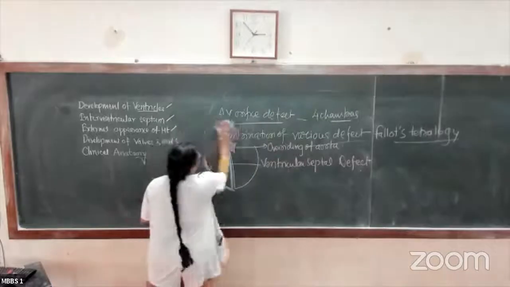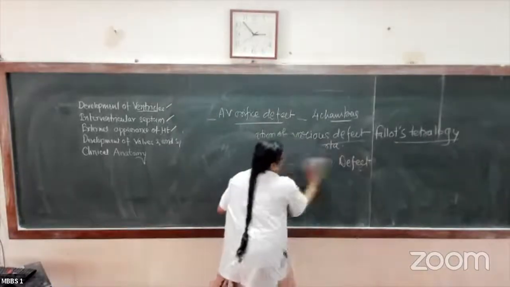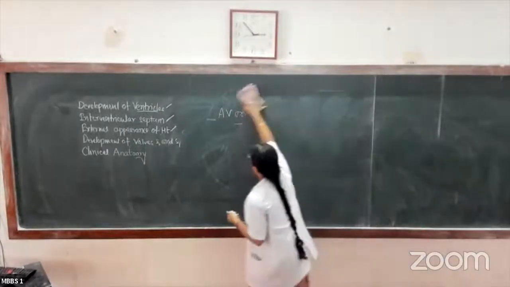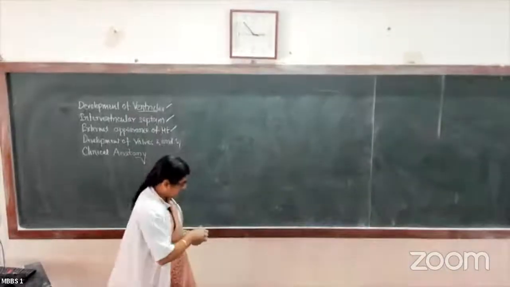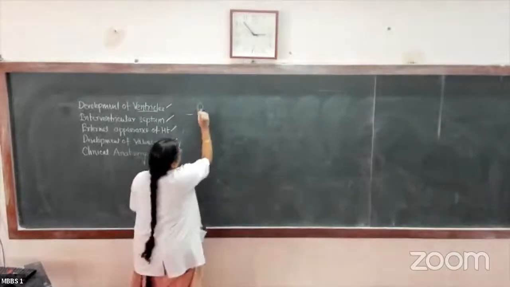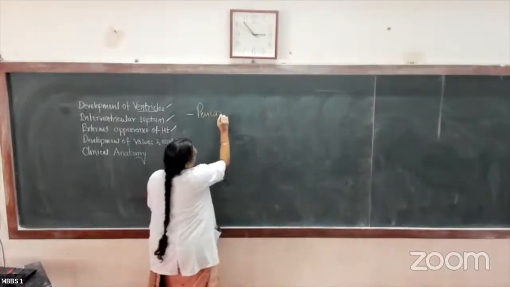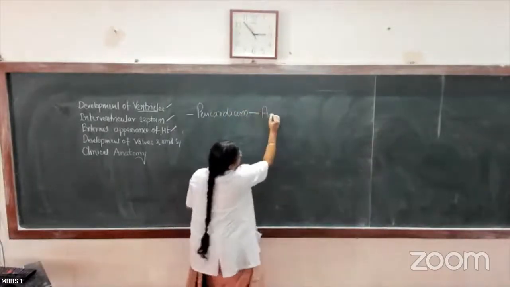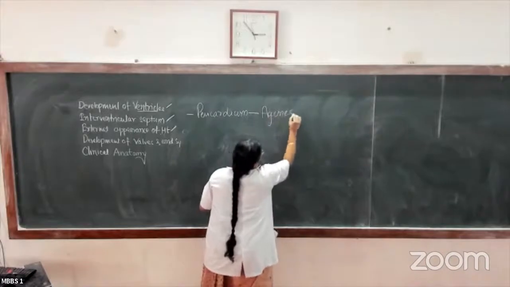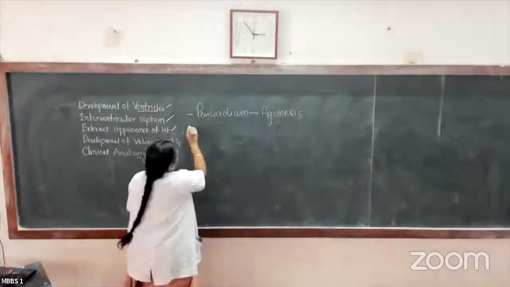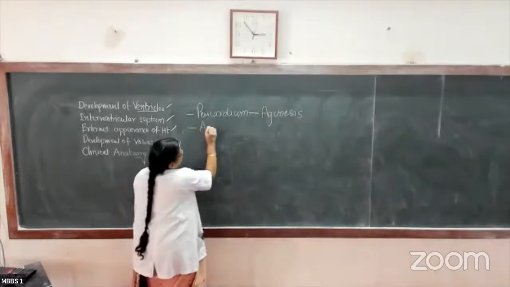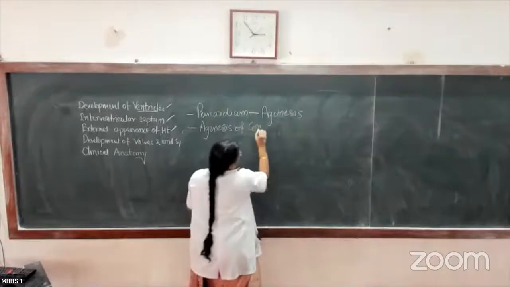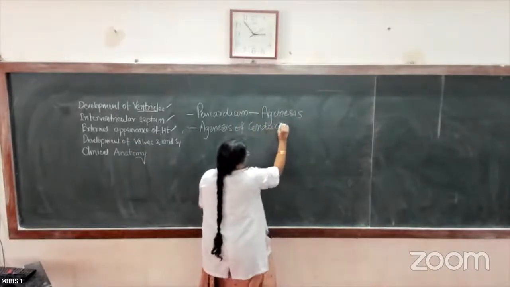Now coming to the next defect, that is developmental defects. Pericardium, which should surround the heart, is not formed at all. Agenesis of pericardium. Very rare, but it is there. Then you may get agenesis of the conducting system.